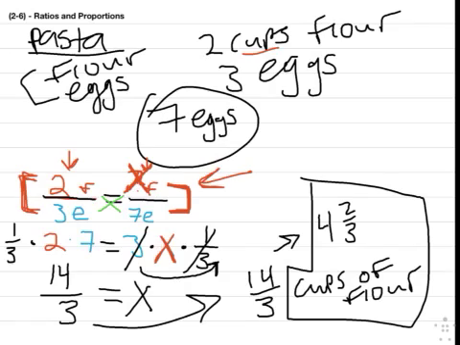Okay. So what did that actually tell us? It told us that for 7 eggs, we need 4 and 2/3 cups of flour to make pasta dough. But the nice thing is, that's just for this specific recipe of pasta dough, right? If we changed our original proportion, we would get a different number here too, right?